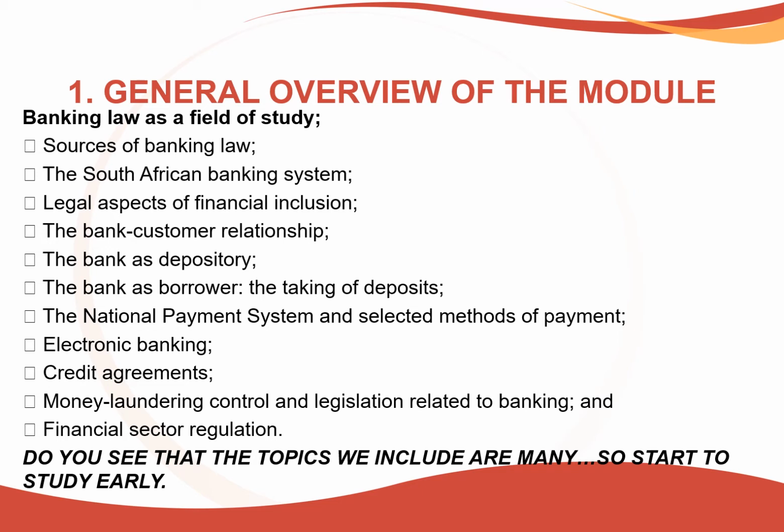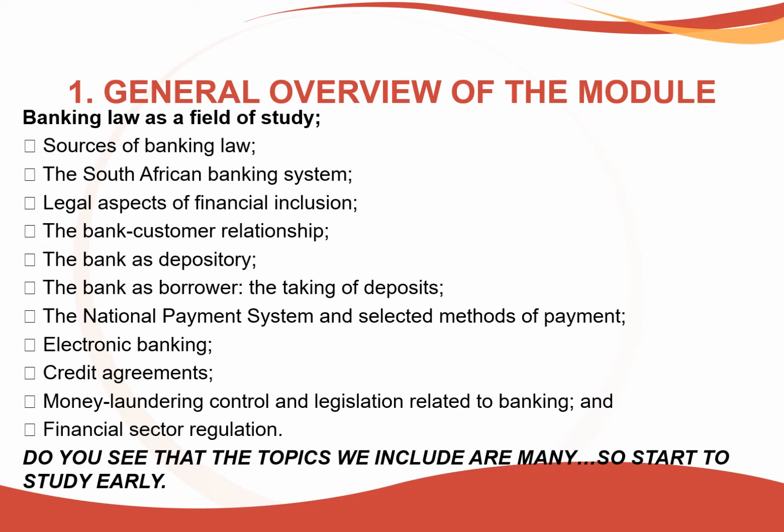Now, from this outline of the module, you'll see that we start off with mentioning the sources of banking law, as you would probably also have come across in some of your other modules while studying at UNISA. We then move on to a discussion of the South African banking system. And this module is going to introduce you to some of the pieces of legislation that you will encounter in the later lessons. For example, I use the abbreviation FICA. So have a look under the lesson dealing with money laundering to establish what the abbreviation FICA stands for.